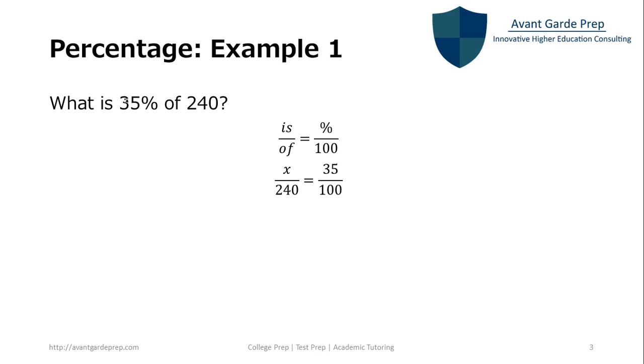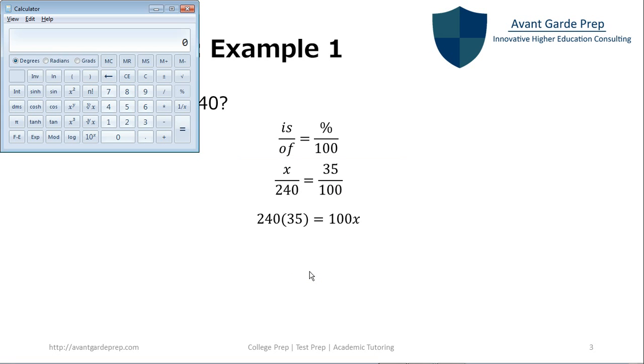Now, I know a lot of our strategies are to avoid algebra, but with these percent problems it makes it really easy if we set these problems up this way. So we'll cross multiply and divide, and so we'll take 240 times 35 is equal to 100 times x. Alright, let's pull up our calculator. So here we have 240 times 35, and that's going to equal 8,400 equals 100x.